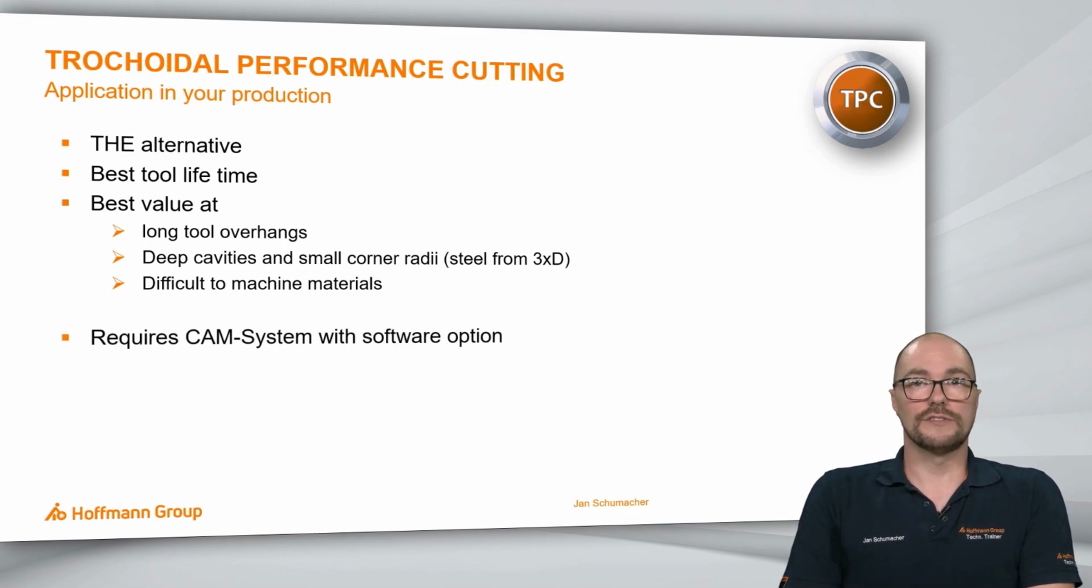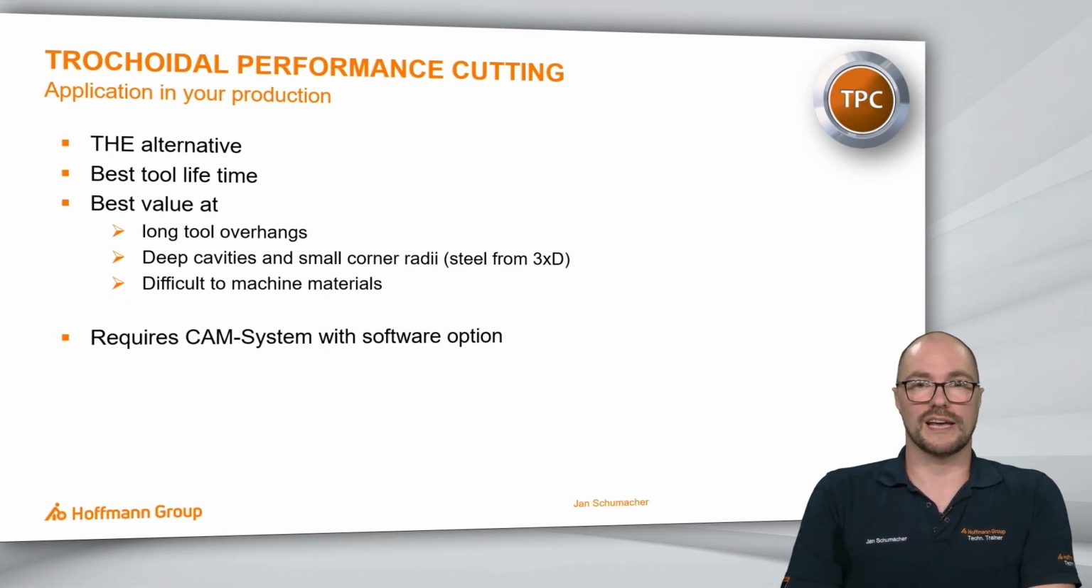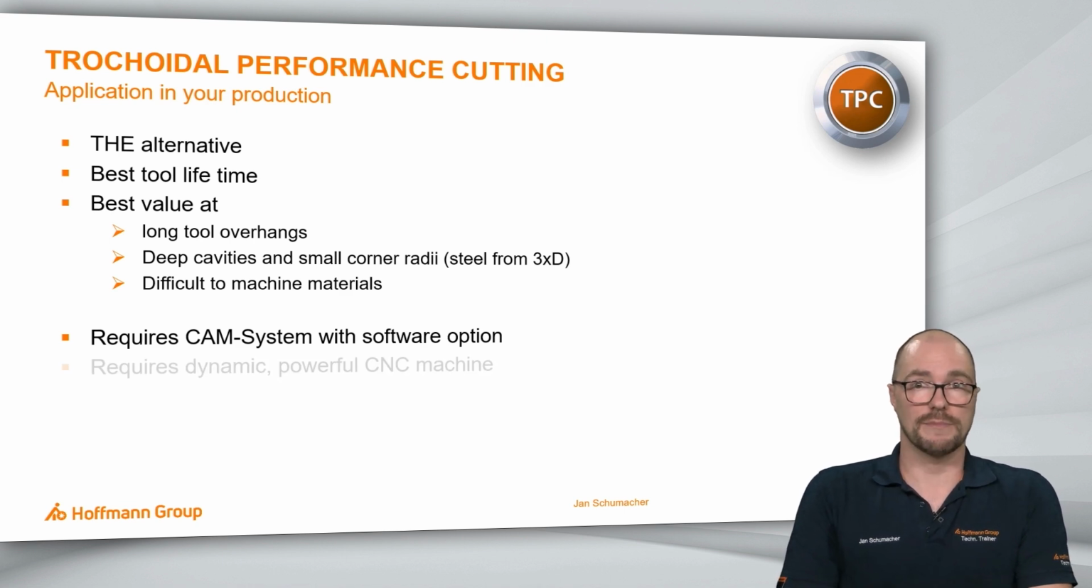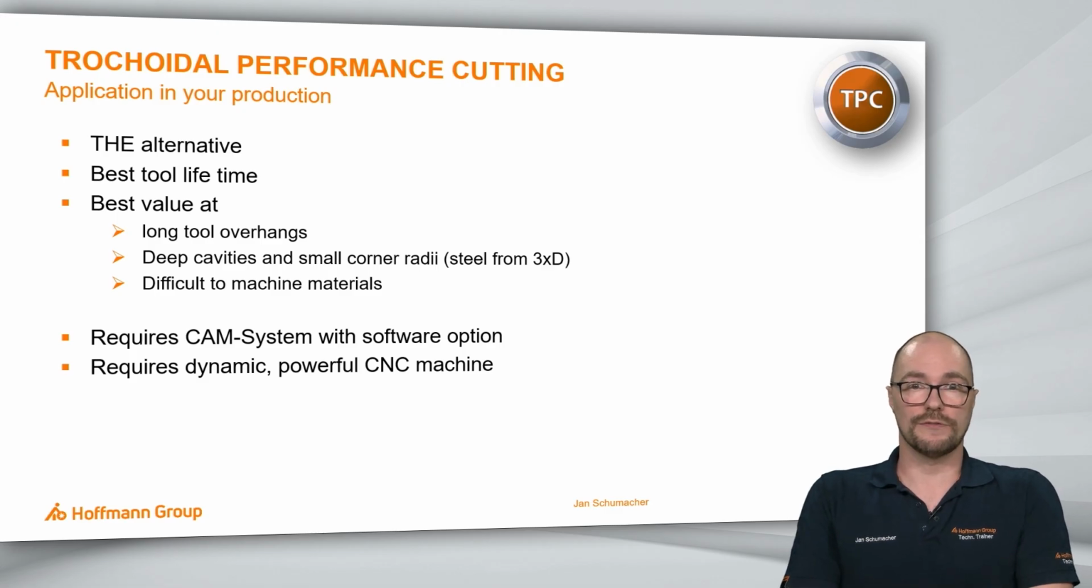One downside of the TPC strategy is that it requires a dedicated CAM system with a special software option to program the tool path that we have just seen in the video. Not many machine controls can do this already, so most of the time you will rely on a CAM system. And you also need a dynamic, powerful CNC machine which is really up to date and well maintained.